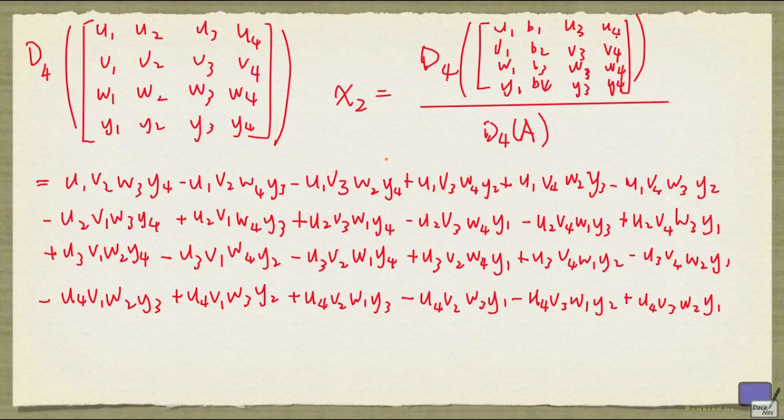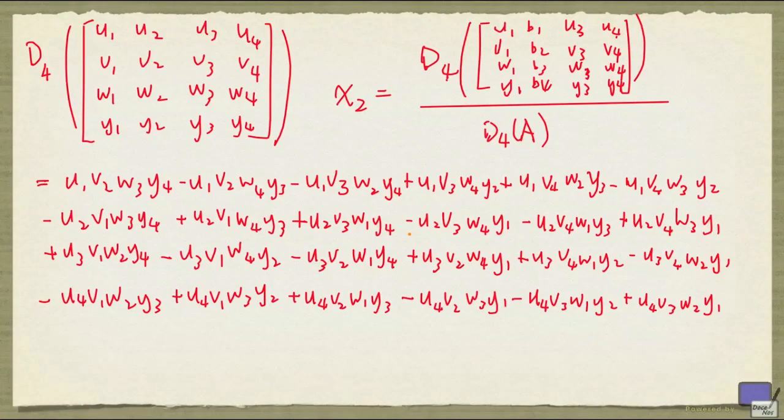And if you work out the details, you will see that x1 is pretty much the same, but the first column will be B1, B2, B3, B4, whereas the rest of the columns are from A. And for x3, you replace the third column of A with B1, B2, B3, B4 and put it up here. And for x4, you replace the fourth column of A with B1, B2, B3, B4 and put it up here. So what we have got for x1, x2, x3, and x4 are analogous to what we have for the 3x3 and the 2x2 cases.